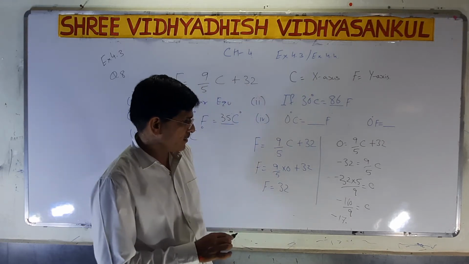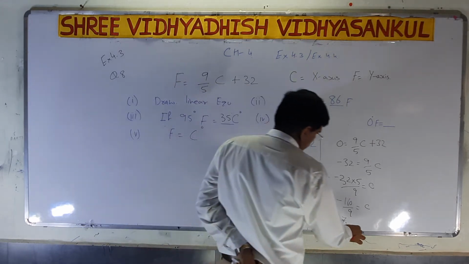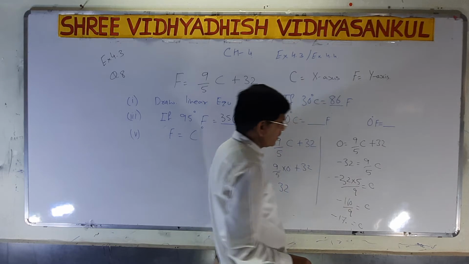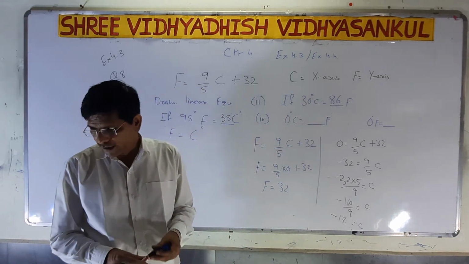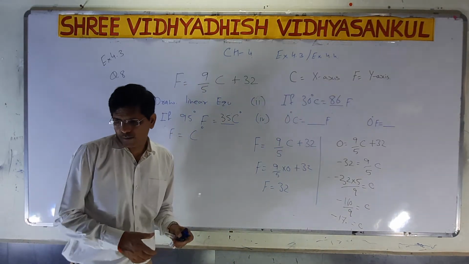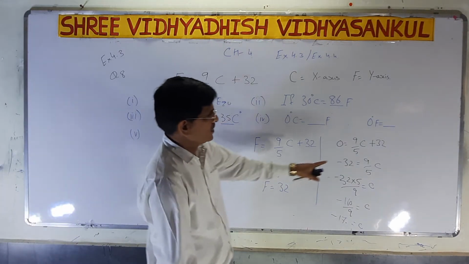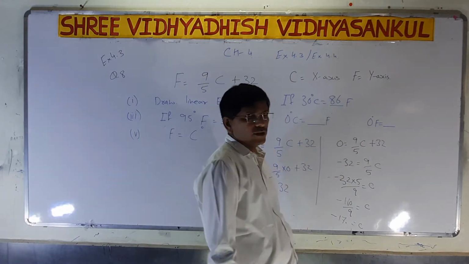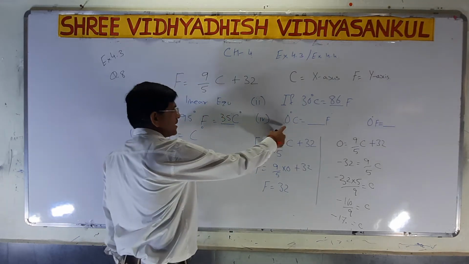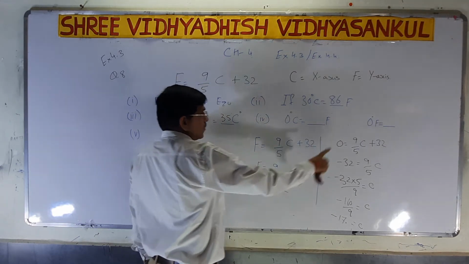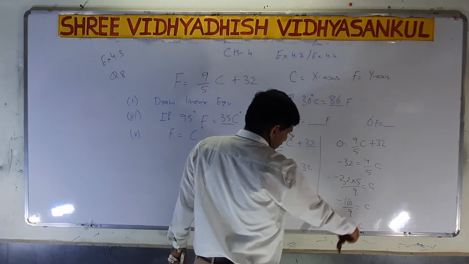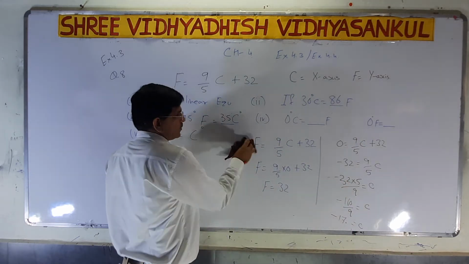Again 7, 0. So 17 point answer is, but answer is negative. It is not a positive. Answer should be negative. Why should it be negative? Because here plus 32. So when 0 degree Celsius, Fahrenheit we have to get Fahrenheit, if you will take 0, you can get Celsius in negative.